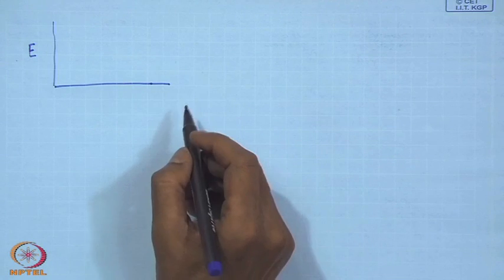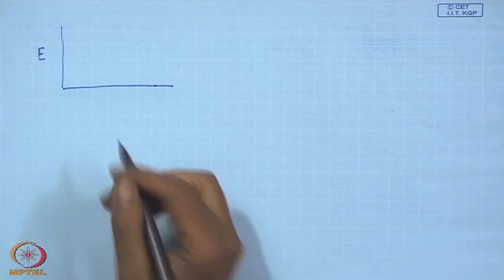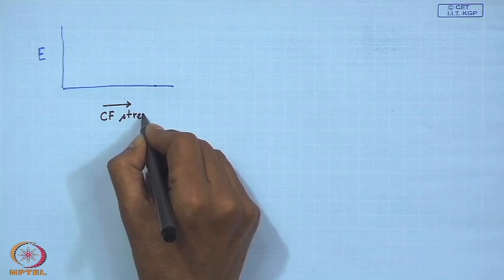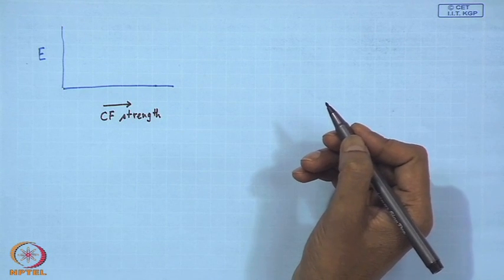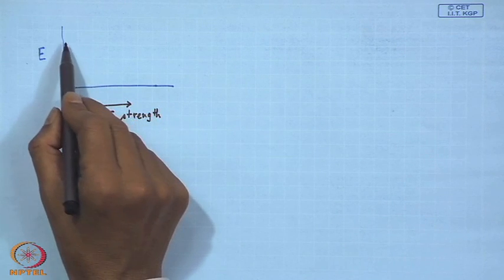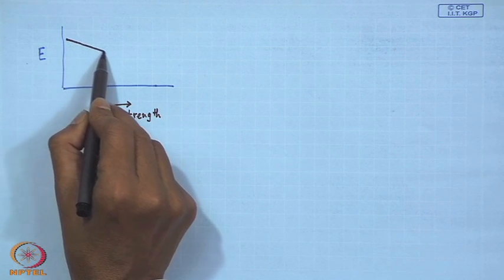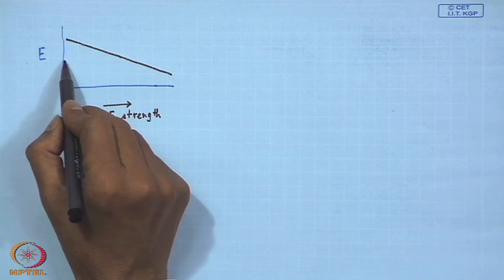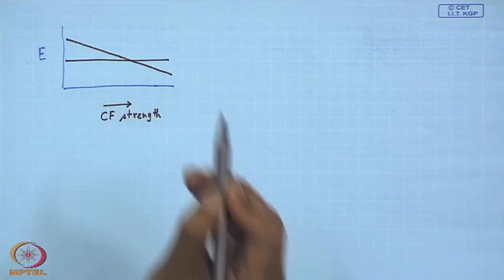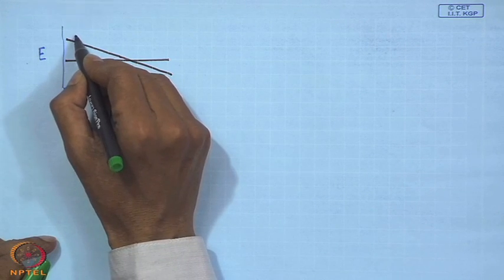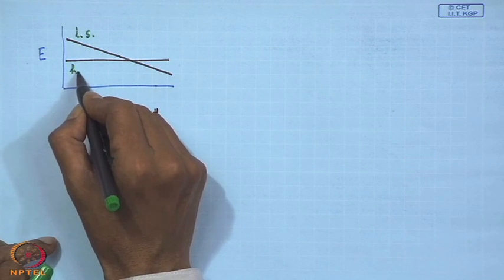So, E of the low spin and E of the high spin. We will find that as we change the crystal field (CF) strength, the energy for the low spin state decreases sharply compared to the energy for the corresponding high spin state, which is not decreasing so sharply. So, these are the energy values for the low spin and the high spin.